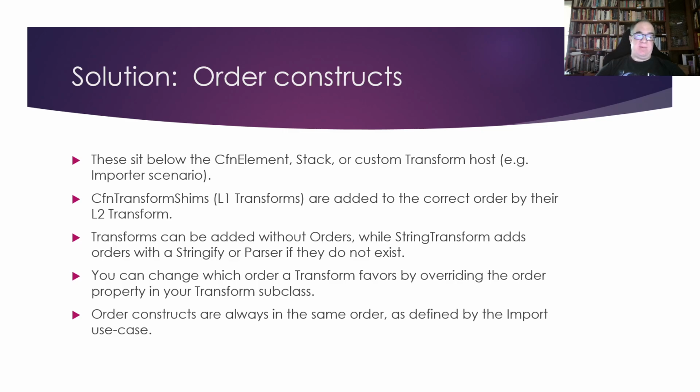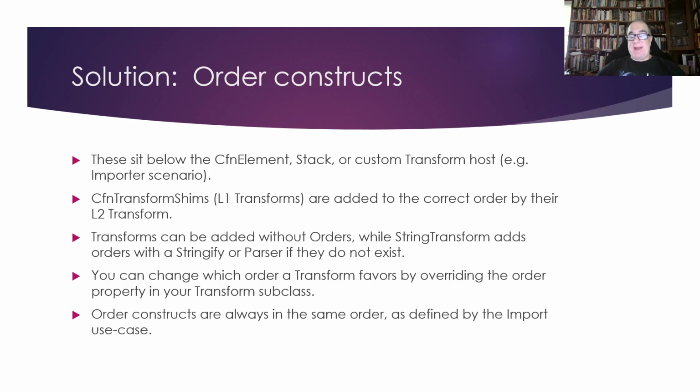The CFN transform shims, these are the L1 transforms, are added to the correct order by their L2 transform. So the L2 transform can just be added to the transform host, the L2 resource, or the L1 resource, the stack, or the custom transform host. And then the shims will be added in the correct order under the target of the L2. And that'll make more sense when we get to the demo.